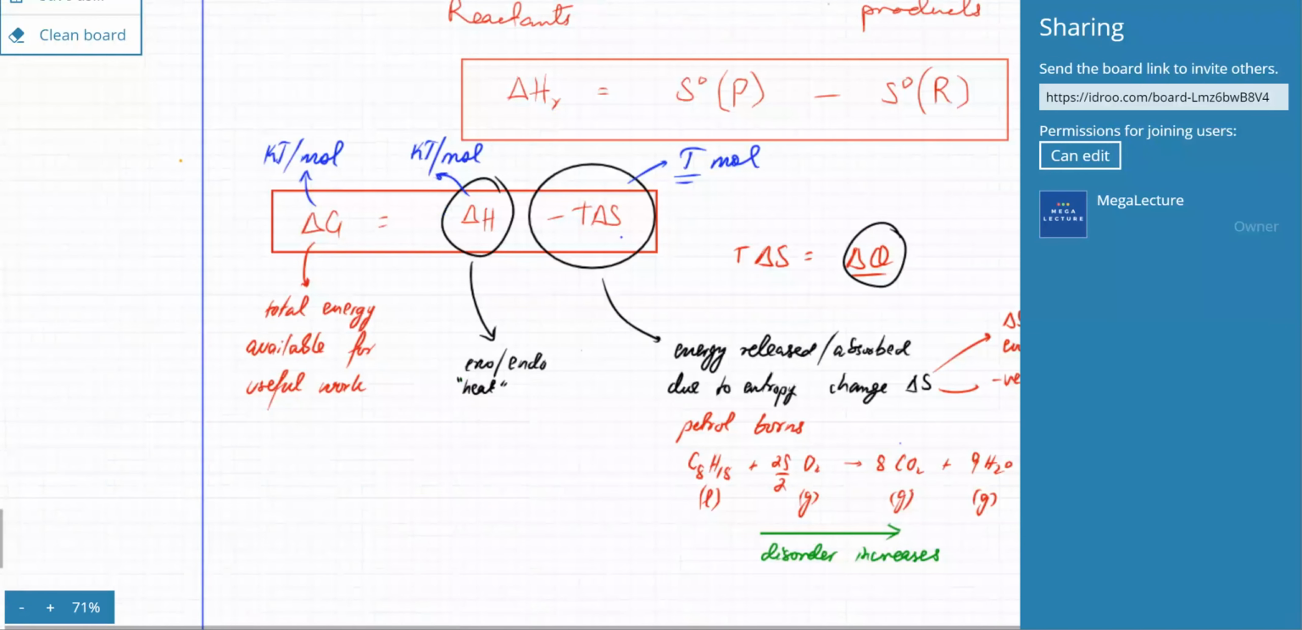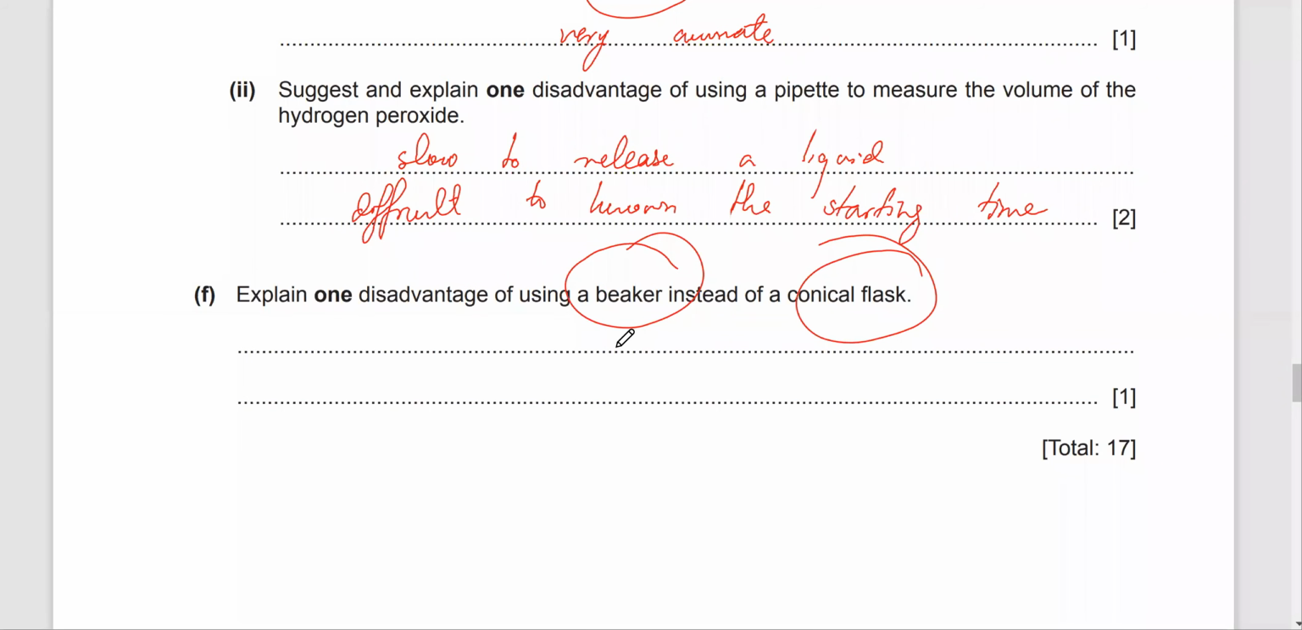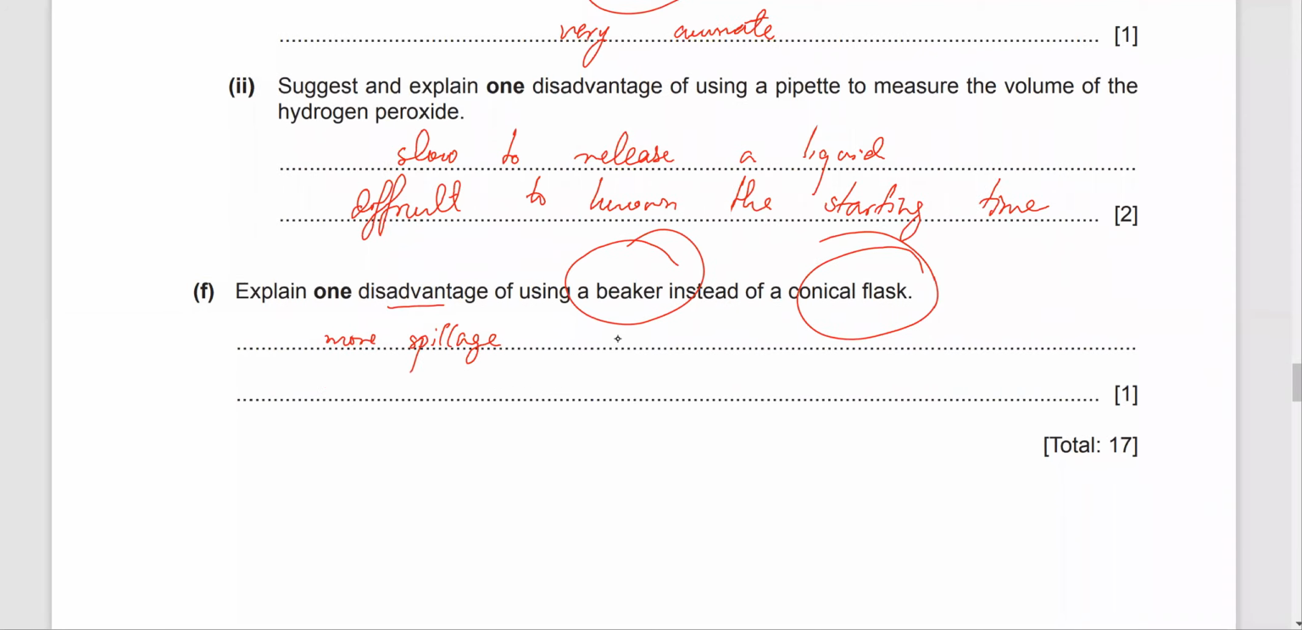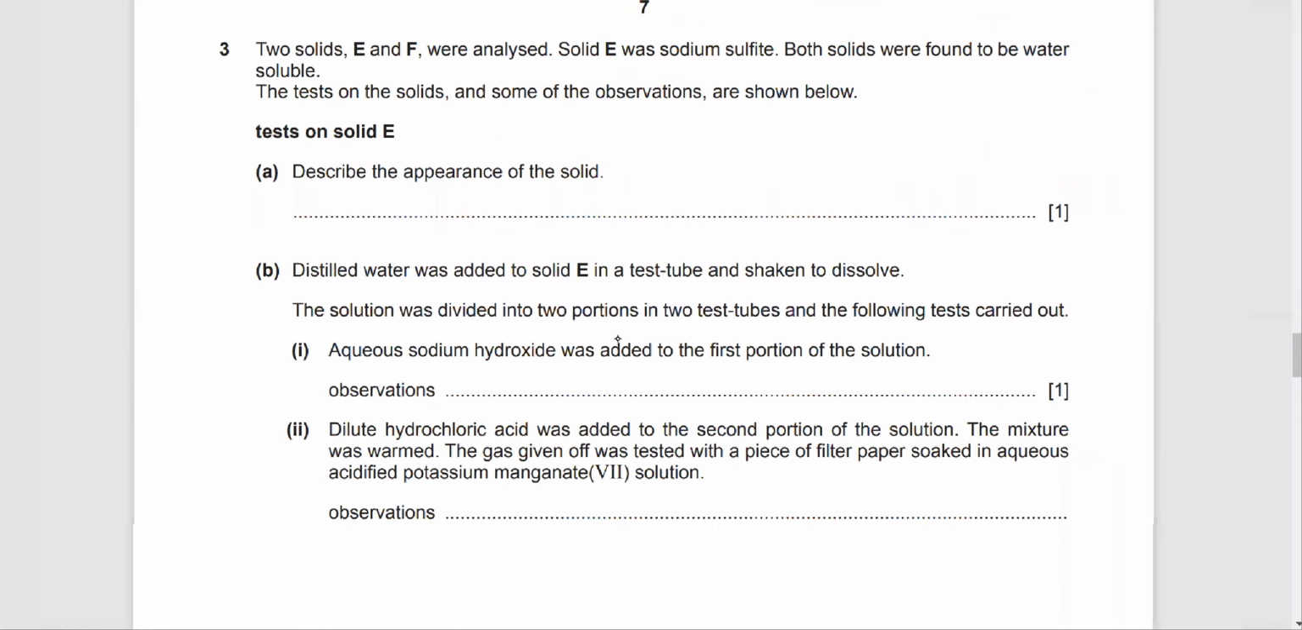So if we have to write a disadvantage of using a beaker, the chances of more spillage. That's the only thing. 1 mark. Now the next question is about solid analysis.